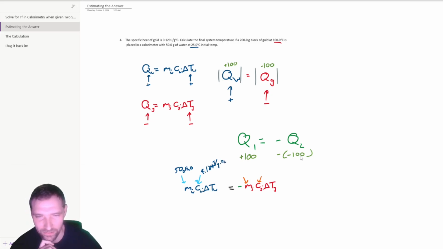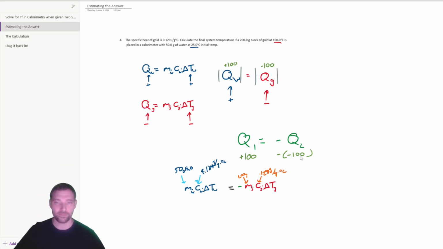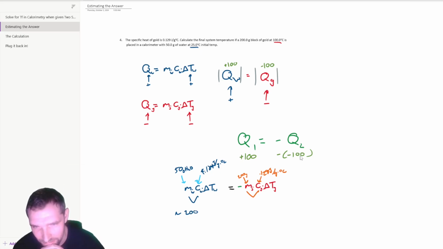You can see how the grams would cancel out and the Celsius would cancel out to give you joules for the Q. So we've got those two numbers. And then on this side, we've got a 200 gram block and 0.129 joules per gram degrees Celsius. Now, if I just multiply these two numbers together and multiply these two numbers together, I'm seeing that this is about 200-ish. This is about a tenth. It's a little bit more than a tenth. So I'm going to say this is like 20 or 30-ish.